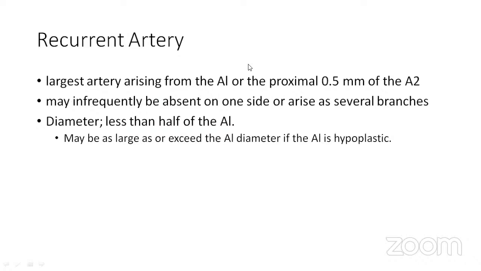The recurrent artery of Heubner is the largest artery arising from the A1 or the proximal 0.5 mm of the A2. It may infrequently be absent on one side or arise as several branches. Its diameter may be less than half of the A1, or may be as large as or exceed the A1 diameter if the A1 is hypoplastic.